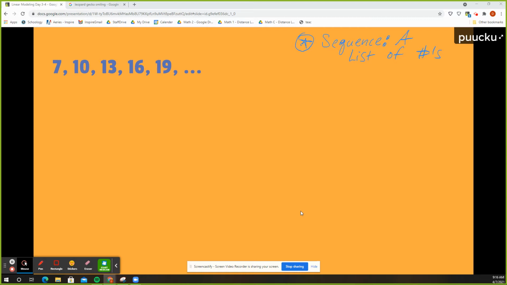If that list has a pattern to it, where you do something to 7 to get 10, and then you follow that pattern to get the next number and the next number and the next number. So in other words, there's some predictability to it. We call that recursive. A recursive sequence. If you Google the word recursive, it might make sense why we call it a recursive sequence.